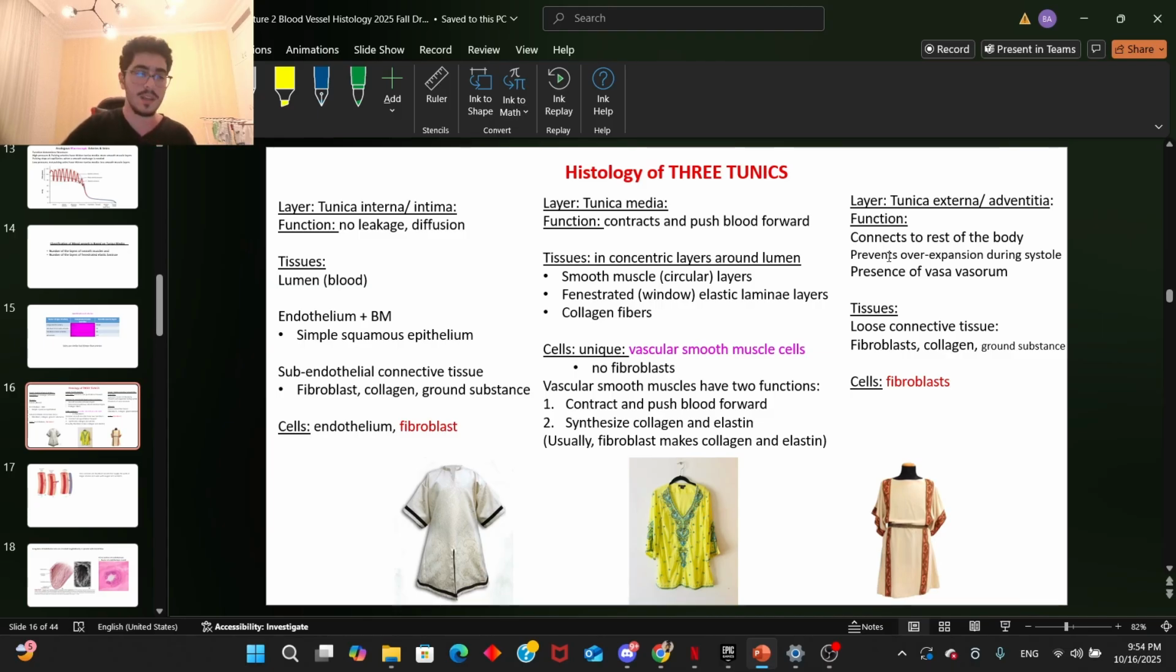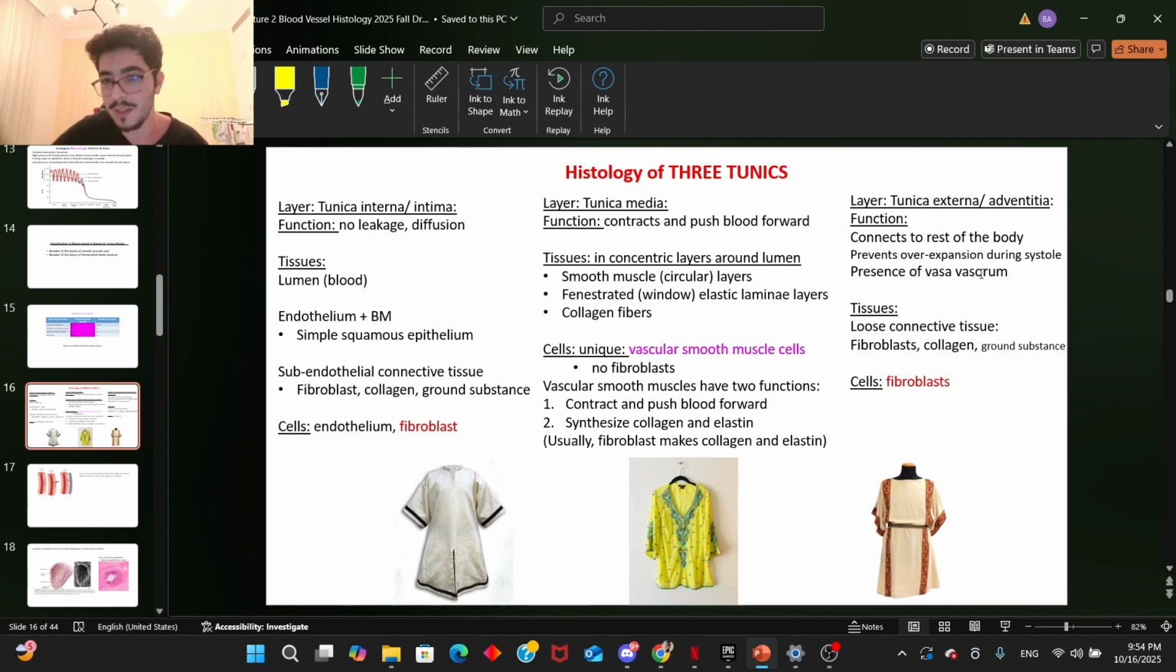Okay. And it also prevents overexpansion during systole. During systole, right, the arteries and the veins have elastic fibers, so they stretch. It prevents them from overstretching, and this could also be preventing them from bursting, okay? So it prevents the arteries from bursting. It prevents the overexpansion during systole. During systole, the artery expands to accommodate that higher pressure.